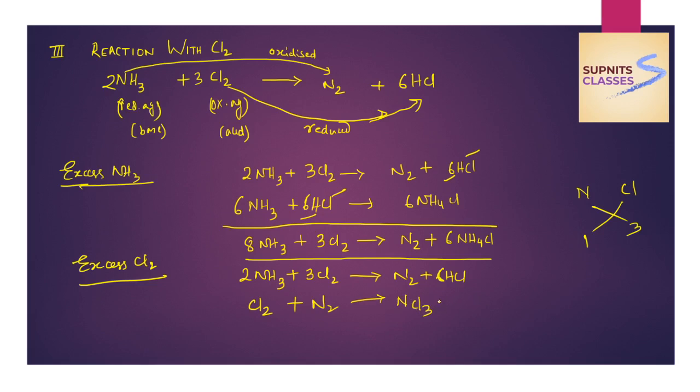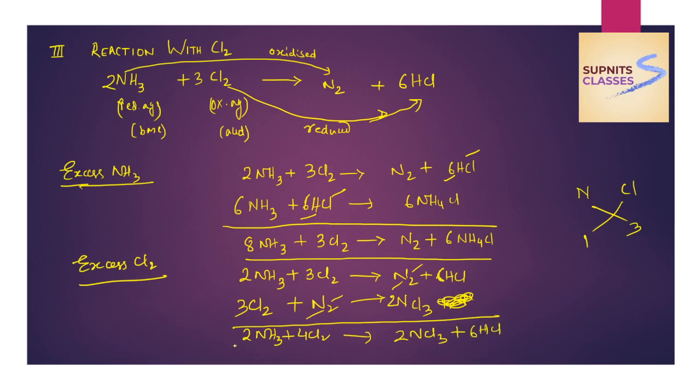Plus HCl. Okay, this is done. Now what you can do is add these reactions, because you have used this. You need to balance this, right? So this is 3Cl2, so this will be 2NCl3. Now it is 2NH3 plus 4Cl2, nitrogen will cancel out, gives 2NCl3, 6HCl. Now you cannot leave it here because it is an unbalanced reaction.